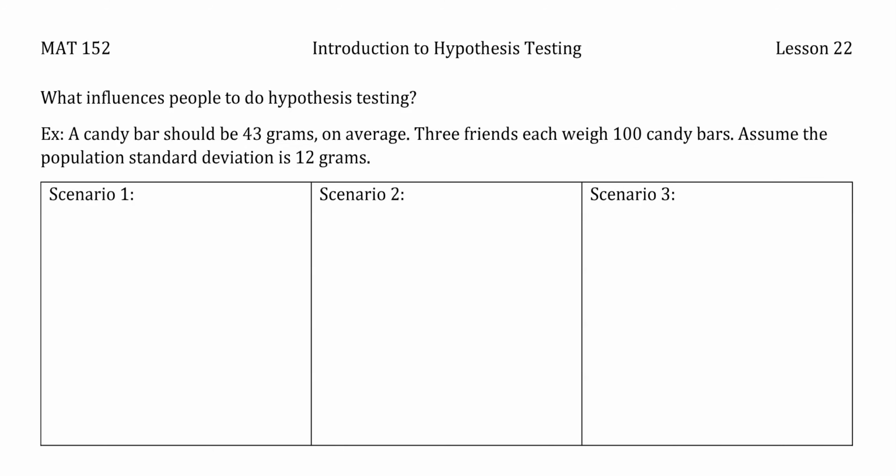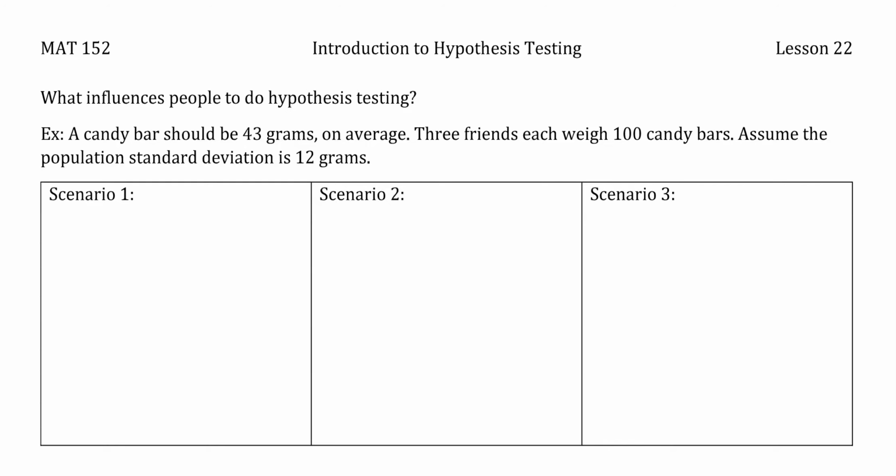We have three separate friends, so we're going to be running three different scenarios, and each of those three friends weigh 100 candy bars. So they each get 100 candy bars and they all weigh them. And we're going to assume that the population standard deviation is 12 grams. That'll come into play as we start to go through our hypothesis test.